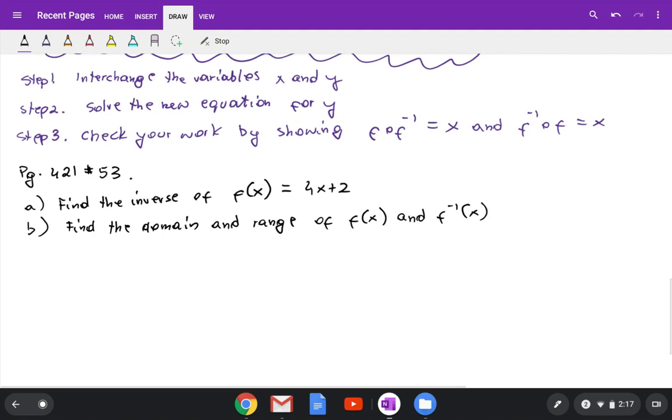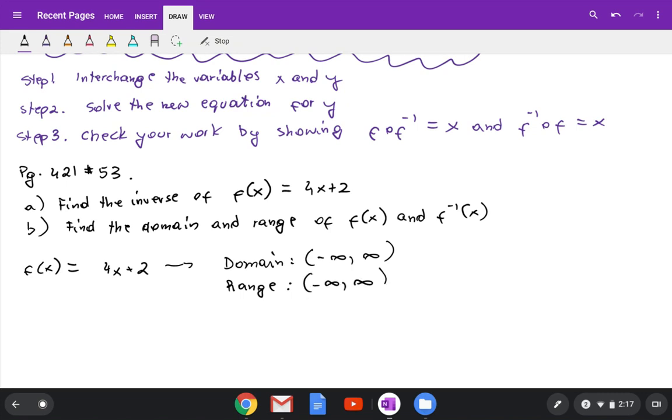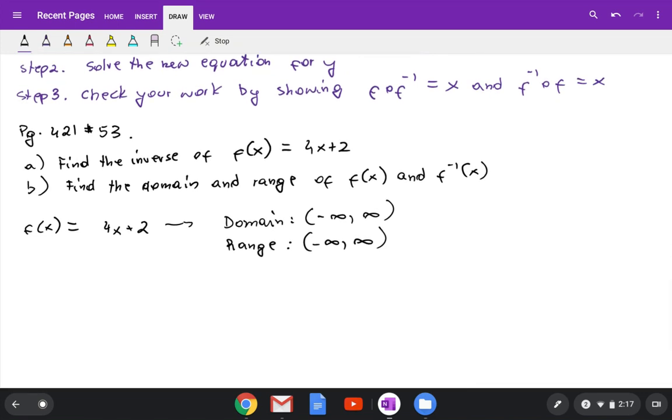Okay, so let's start with the original function. So f of x, the original function 4x plus 2, is a straight line. What you know about a straight line is that the domain, which is our x values, is all real numbers, from negative infinity to infinity. The range of a linear function also has no restriction, which means from negative infinity to infinity. So this is function f of x. Next, we need to find the inverse.